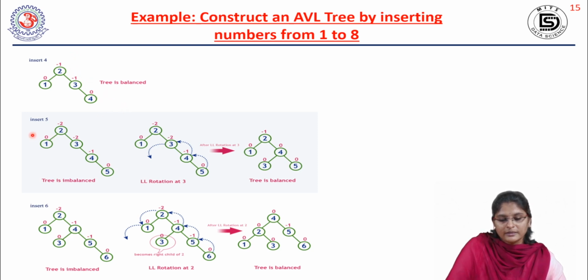After that, insertion of 5. Insertion of 5 means 5 goes after 4. So here the balance factor changes to minus 2 for the values 2 and 3. First we need to check this minus 2, then we need to balance the 3, and if it is not changed, we go for the next. So first we take this part of 3 and then we take the left rotation. After completion of the rotation, the balance factors are balanced.